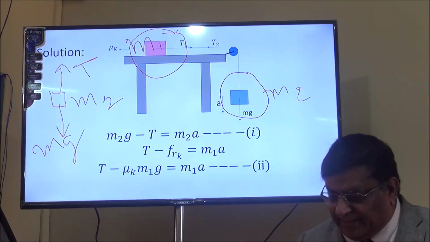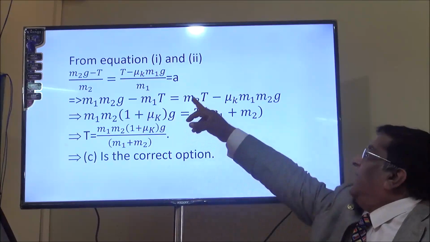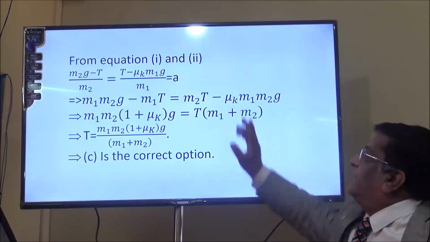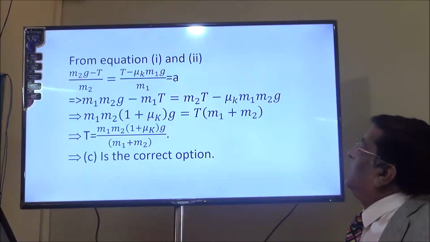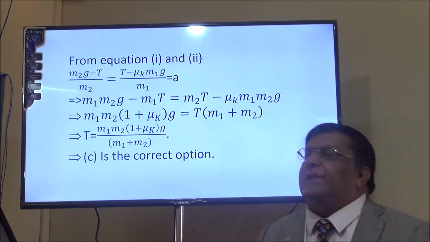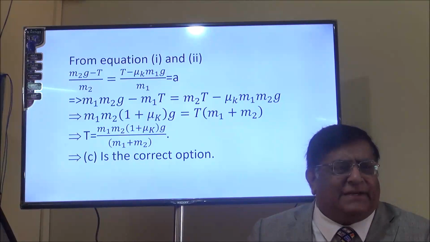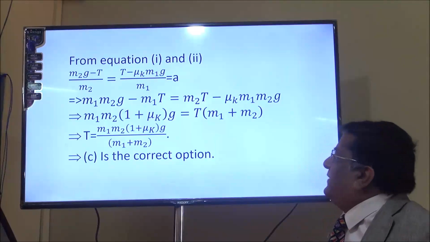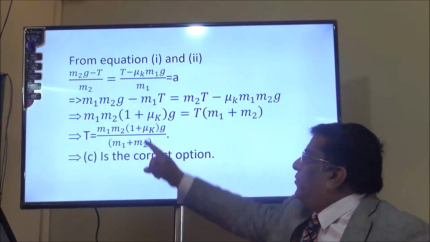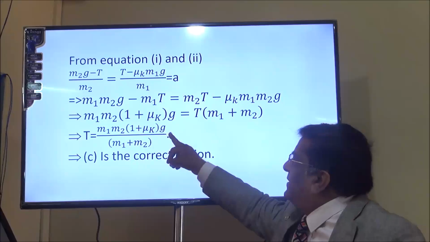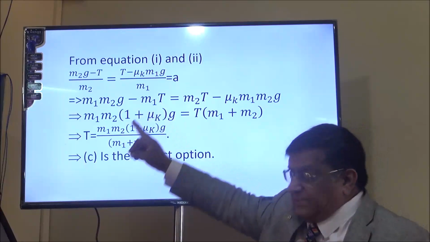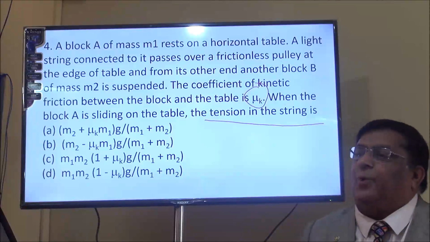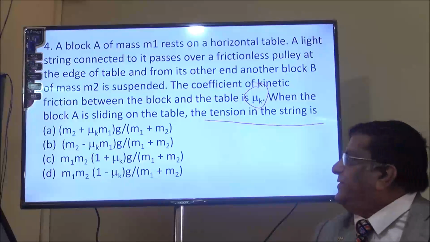Let's do that. You get the value of A by dividing the two. Now when you get the value of A, put it in the equation and you will get the value of T. It is simple mathematics: two equations for two unknowns. So the other unknown T, you got this way: M1 M2 (1 plus mu k) G upon M1 plus M2. So you go back to the question and find where it is. It is at option C. Right? You got the answer.